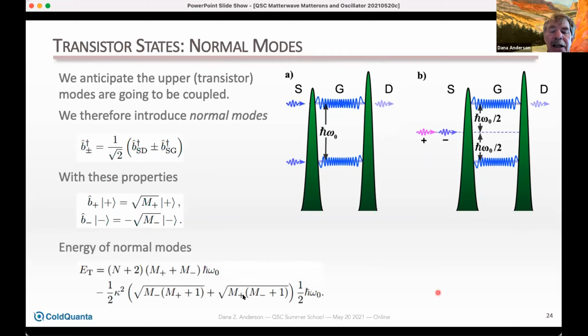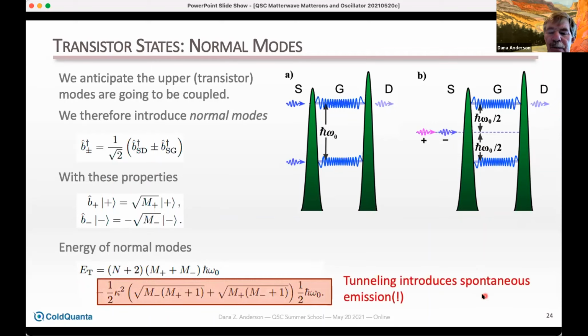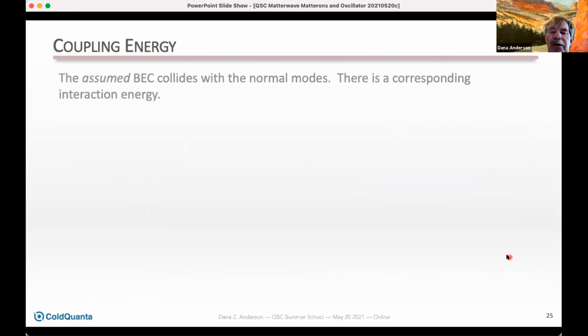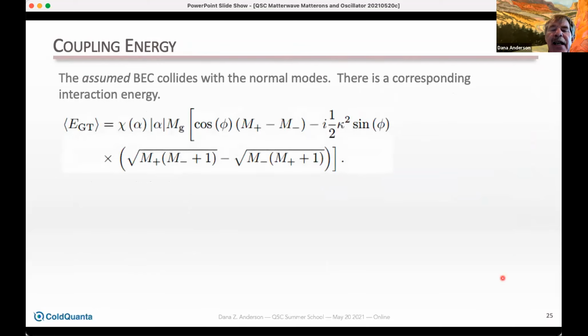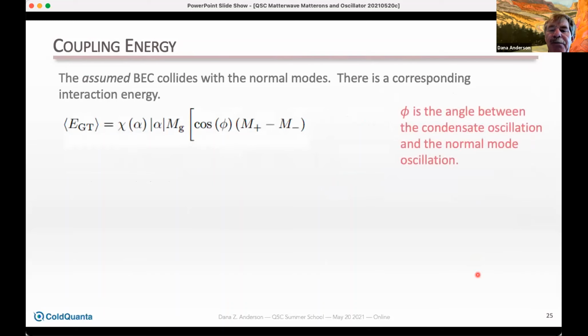All right, so it's easy to write down the energy of these normal modes when they are unperturbed. And the interesting thing, by the way, this is a side note, is because there's tunneling out in the drain, there's also spontaneous emission. And it's another thing I won't explore for now. But what I'm interested in is the energy of interaction between the condensate and these transistor modes. Whoops, I went too fast, too far.